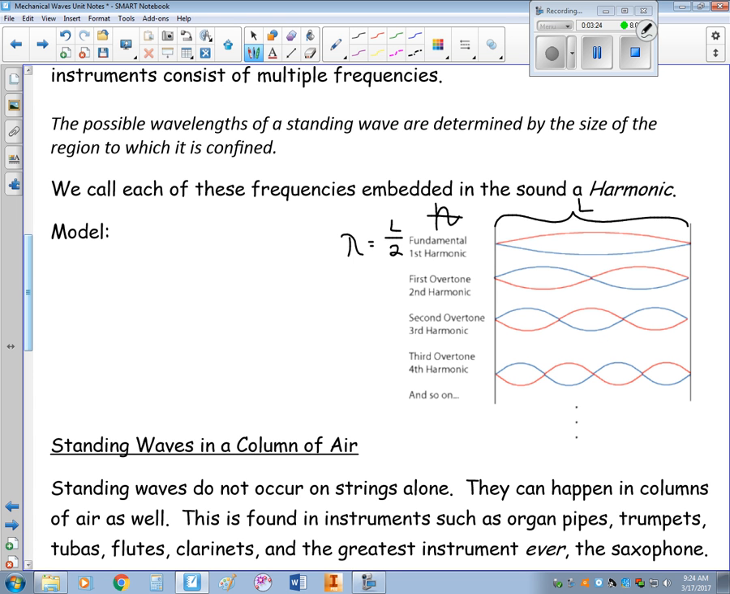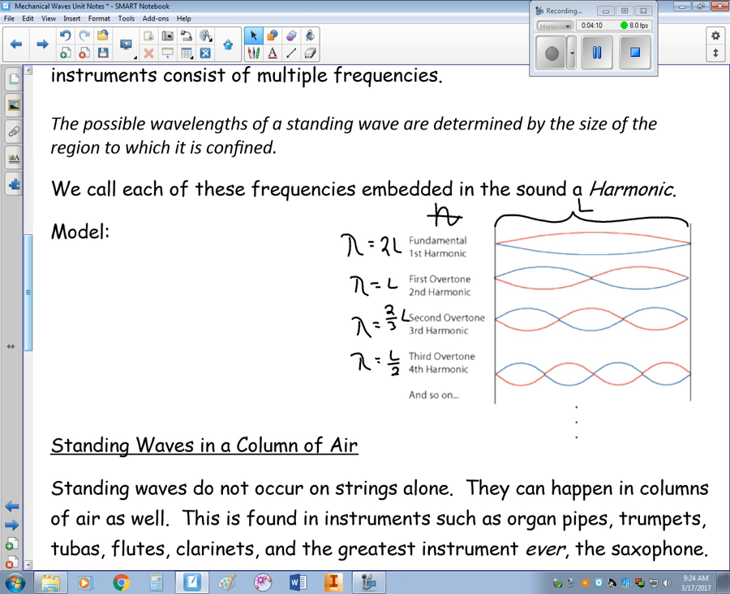For the second harmonic, notice that this wavelength equals L. For the third harmonic, that wavelength is going to equal 2/3 L. And then for the fourth one, one wavelength is 1/2 L. And actually, I see that I made a mistake. This first one up here, I apologize. For that first harmonic, if we wanted to get a full wavelength, I need to multiply it by 2.